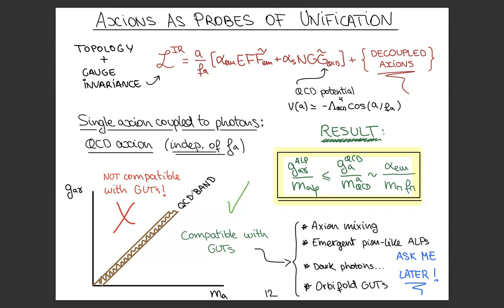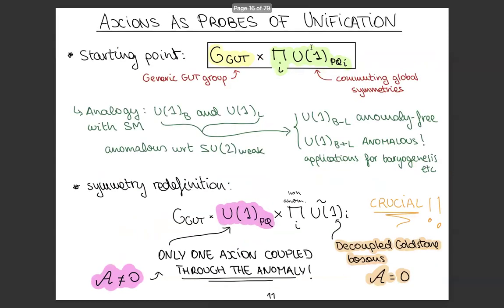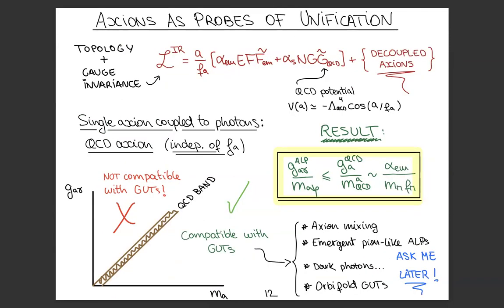So this means that you don't know where exactly, because I didn't say anything about the decay constant, but in the context of GUTs, any axion will live on top of the QCD band. Now, the moment you start doing model building on top of this, you can start playing with axion mixing, which is ultimately related to generating shift symmetry breaking effects that mix these symmetries, or you can play with emergent axions very similar to pions in QCD. You can play with adding dark photons or things like orbifold GUTs. Anything that you add gives additional axion-like particles to the right of the QCD axion prediction.